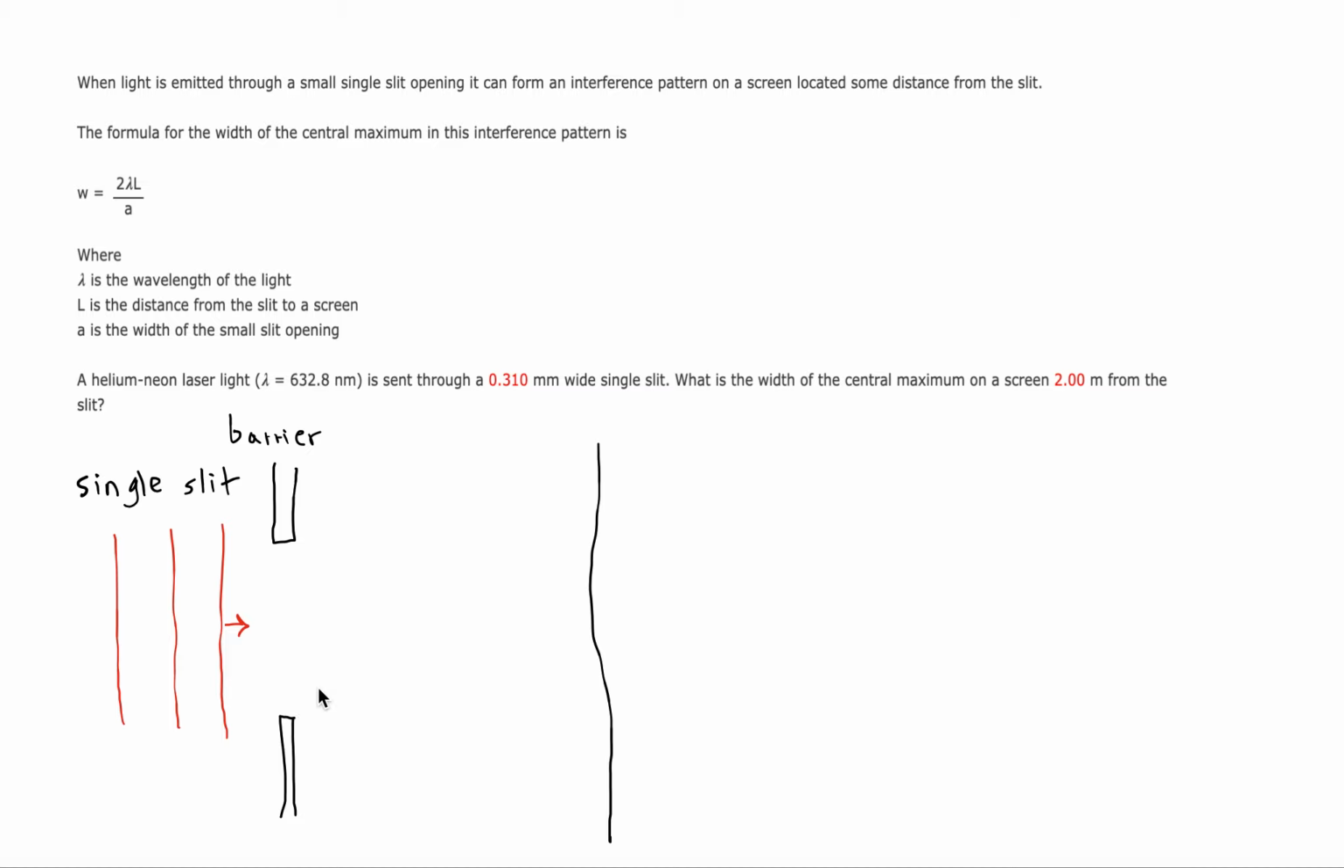Alright, so there will actually be a bright central maximum. That is true. But there can be dark fringes. Why would this happen? Well, what you have to do is look at the whole situation. You have to look at all the waves.